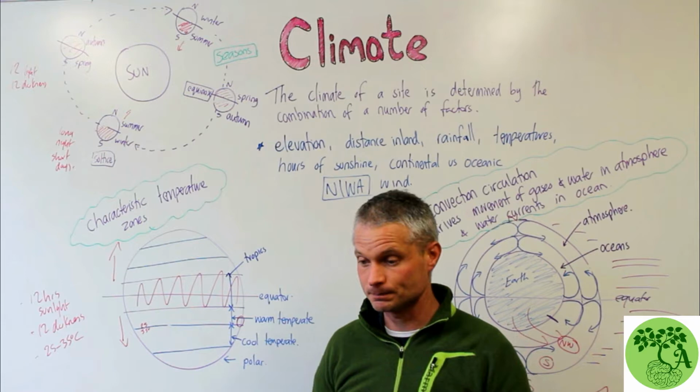And then if we're trying to understand the characteristics of the climate of a particular location, it comes down to things like how high it is, how far inland it is, what is the rainfall of that region, what is the temperature of that region, how many hours of sun.